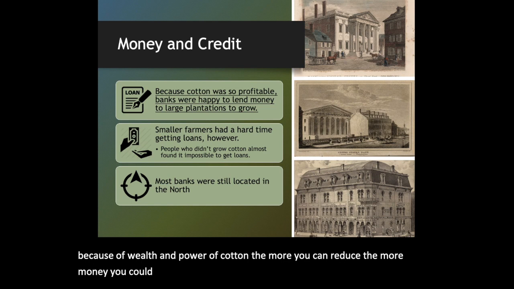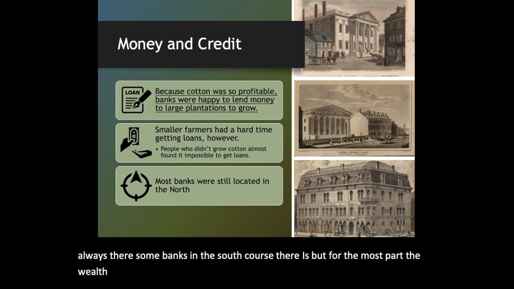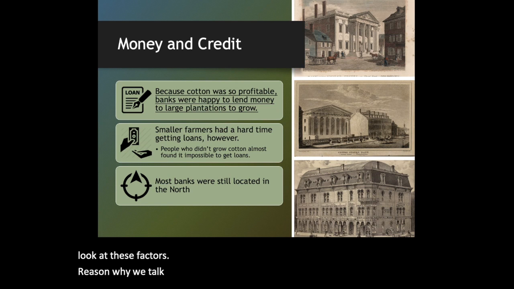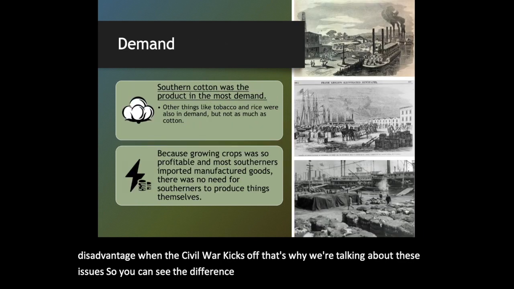Banks, though, do not necessarily shift to the South. Now, is there some banks in the South? Of course there is. But for the most part, wealth and financial systems are located up in the North. And once again, when we look at these factors, this puts the South at an economic disadvantage when the Civil War kicks off. That's why we're talking about these issues, so you can see the difference between the economies.